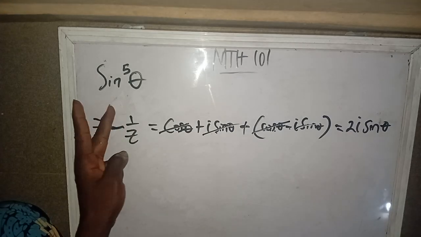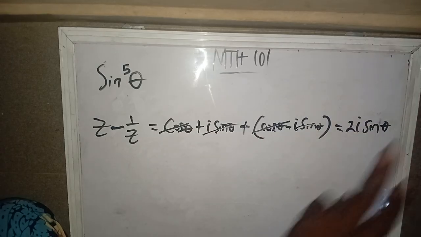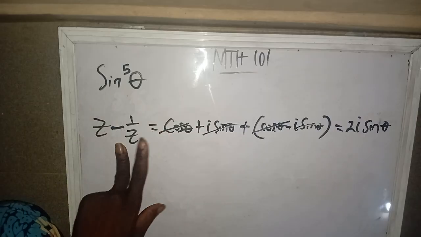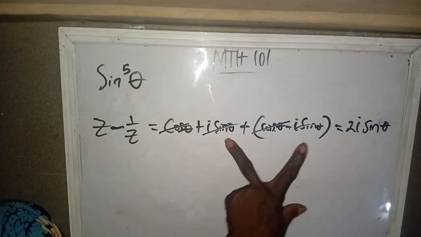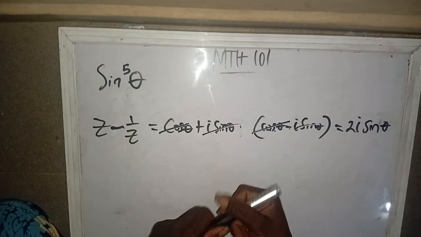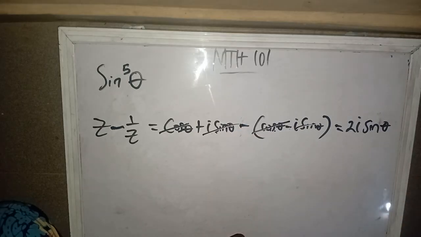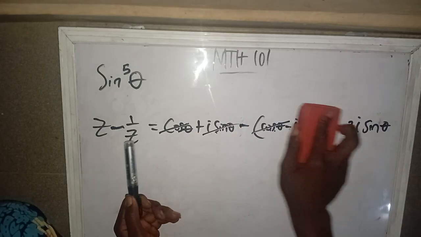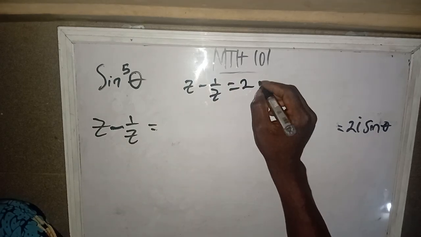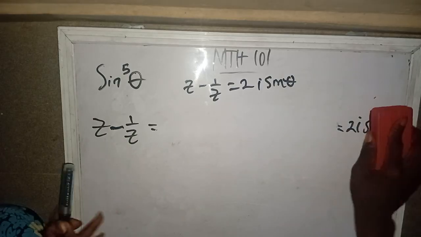Whereby instead of subtraction, we'll be doing addition. Do we get? By doing addition, this sign will cancel, and we have cos theta plus cos theta to give us 2 cos theta. But because we need sine for the sake of the question, we are doing subtraction so that cos will cancel. Then we have i sin theta plus i sin theta, and don't forget it's minus that's here: i sin theta minus minus plus i sin theta. We have 2i sin theta. Now, what do we have here? z minus 1 over z equals 2i sin theta. This is where we get to.